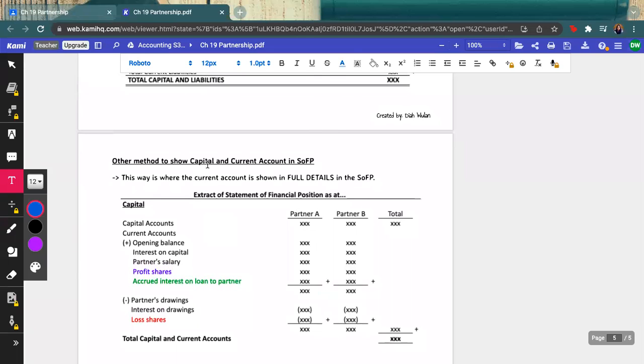Other method to show capital and current account in SOFP. This way is where the current account is shown as full details in the SOFP.